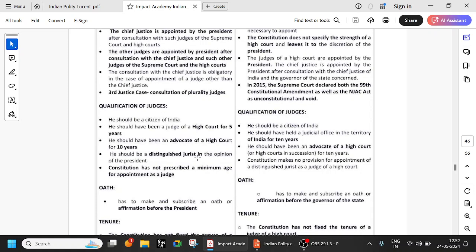Or he should be a distinguished jurist in the opinion of the President. Anyone who, in the opinion of the President, is a distinguished jurist can also be appointed as a judge of the Supreme Court. The Constitution has not prescribed a minimum age for appointment as a judge. There is no minimum age, but the maximum is 65. The Constitution makes no provision for appointment of a distinguished jurist as a judge of the High Court. So the President can appoint a distinguished jurist to the Supreme Court, but not to the High Court.